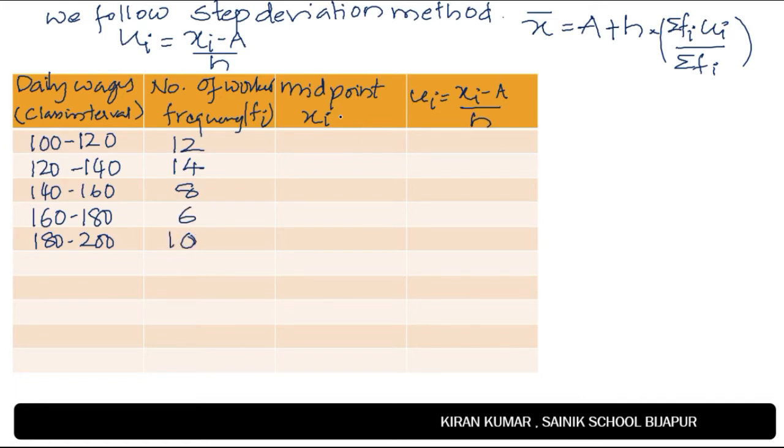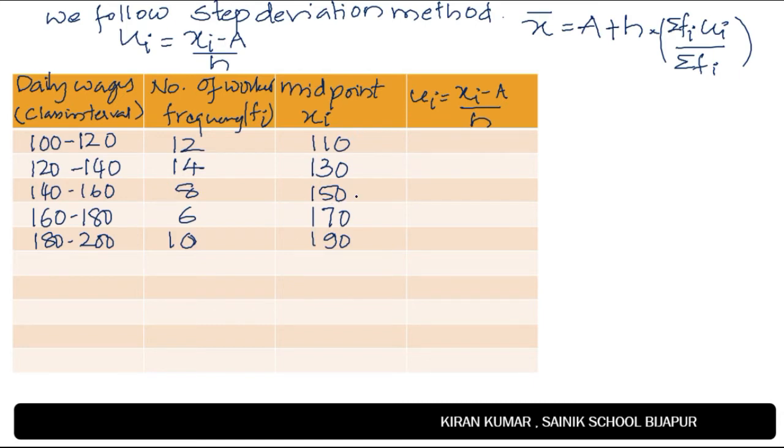The mid values are obtained by using upper limit plus the lower limit upon 2. So 100 added to 120 is 220 divided by 2 gives us 110. The next will be 130, 150, 170, 190. Here the mid values are obtained.